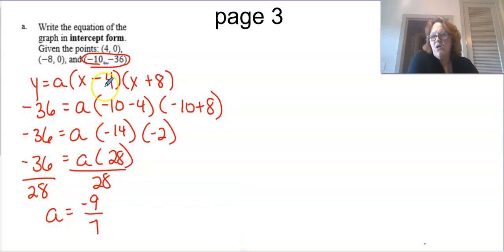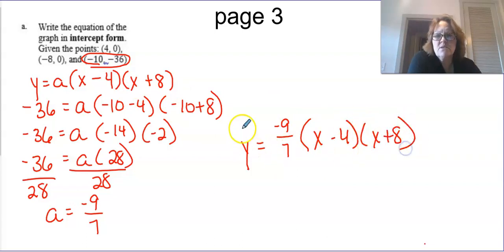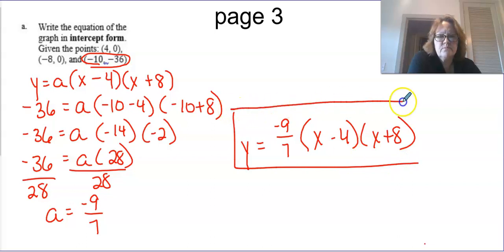And then I have all the components that I need to write my equation in intercept form. I have y equals, and then I just plug in my a. And I want it left in fraction form because that's what you'll see a lot of times on your exam. And then I've got the (x - 4) and the (x + 8). So this would be your answer in intercept or factored form.